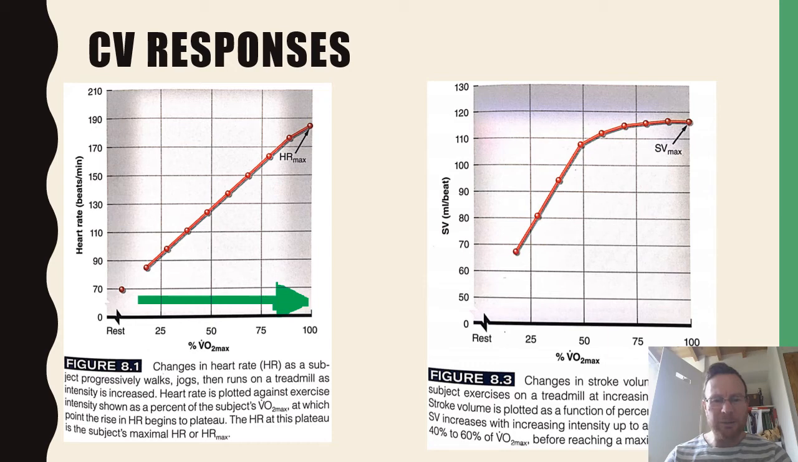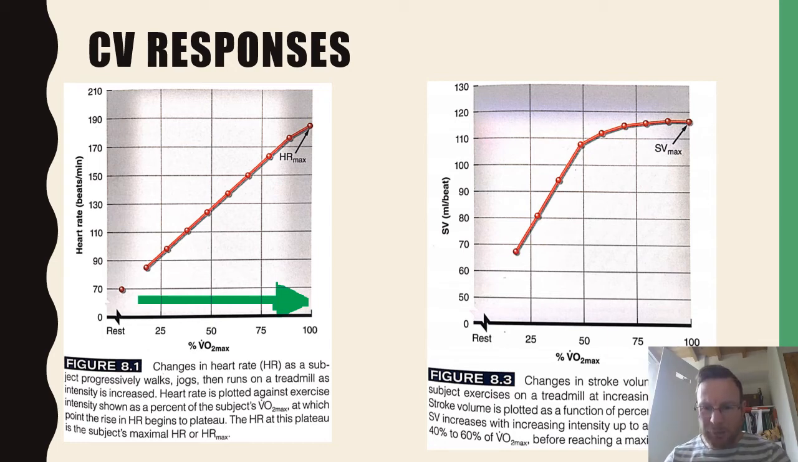So essentially what it's showing is a very gradual, very predictable increase in heart rate depending on the intensity that you're working at. So heart rate increases in line with exercise intensity. Now on the right hand side we see stroke volume. Stroke volume is the amount of blood that's ejected from the heart with each beat.